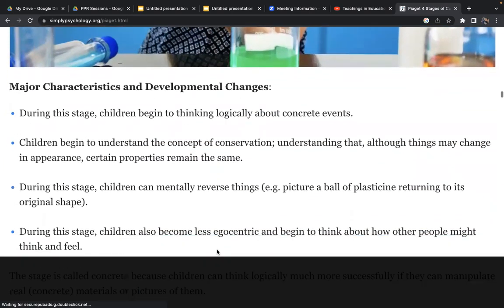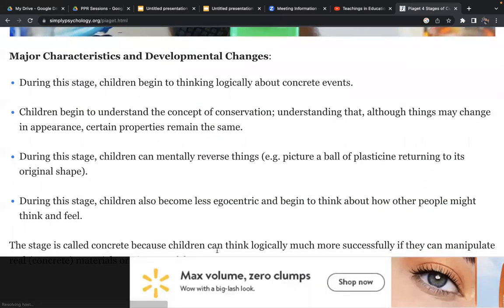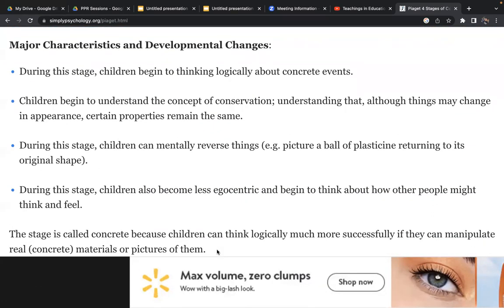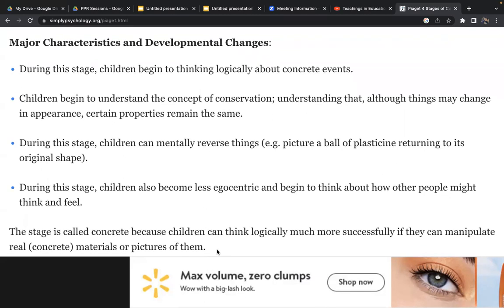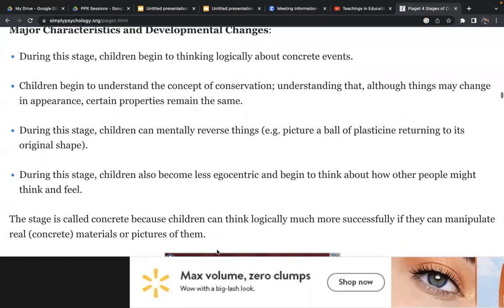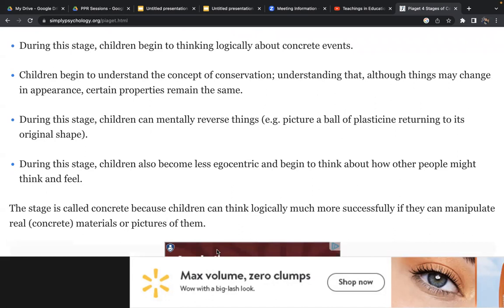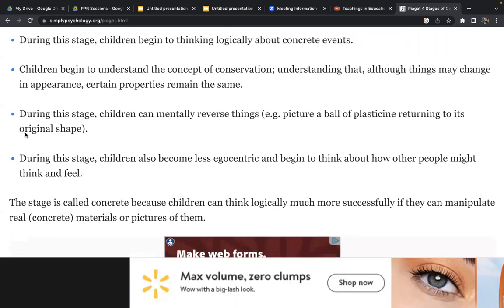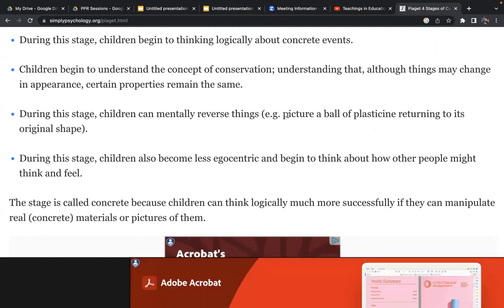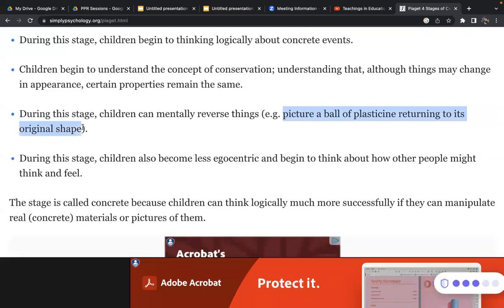Major characteristics and developmental changes. During this stage, children begin to think logically about concrete events. They can begin to understand the concept of conservation, understanding that although things may change in appearance, certain properties will remain the same. During this stage, children can mentally reverse things, picture a ball of plasticine returning to its original shape. I don't know what this means, but does anybody know what that means?